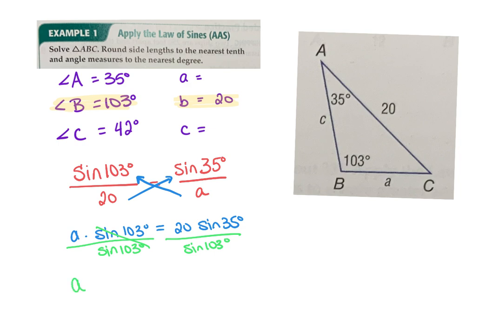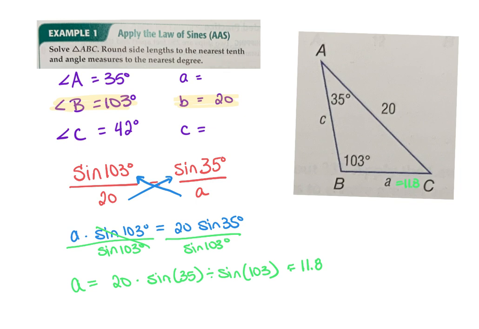So in your calculator, you're going to say 20 times the sine of 35. If it opens parentheses, make sure you close it there. Divided by the sine of 103. Make sure you are in degrees, not radians, because that's what we're in. You should be able to plug it all in. A to the nearest tenth should be approximately 11.8.